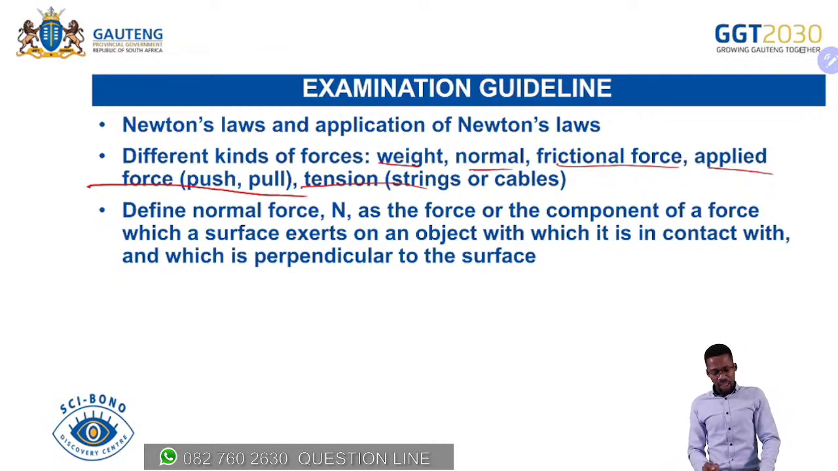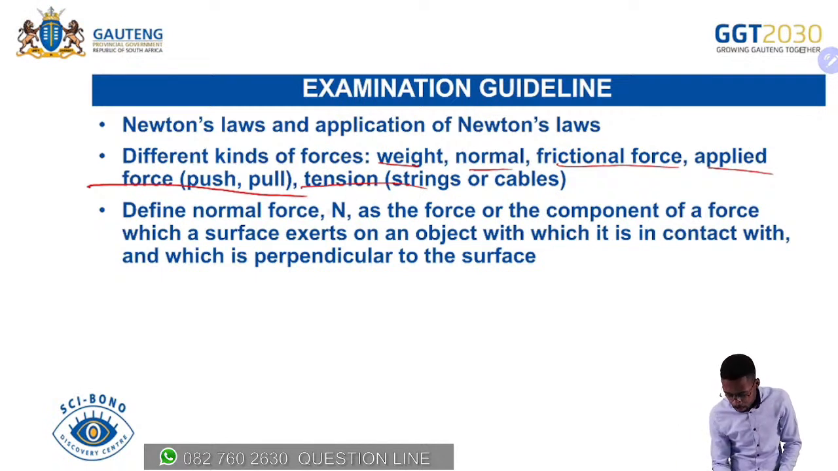So the exam guideline tells us how to define the normal force and how to represent the normal force. The symbol for normal force is N. It says define the normal force as. I love this. It tells us that you need to define the normal force as. So it does not give us an option to search for an alternative definition. It tells us this is how we need to define the normal force.